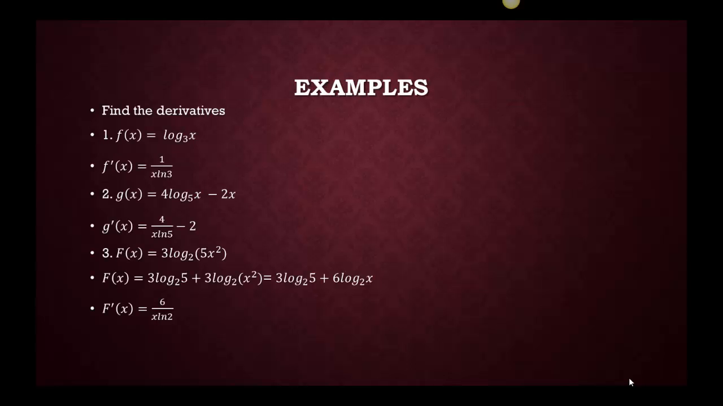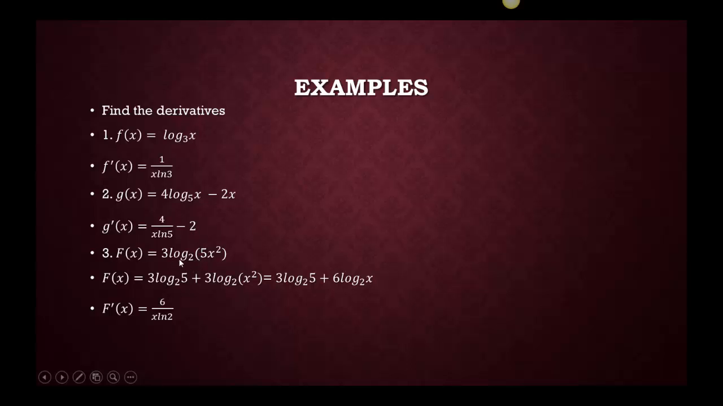Okay, so let's find some derivatives. We'll start with the log base 3 of x. So the derivative of log becomes 1 over x. This 3 I need to write as the natural log of 3. If I give you 4 log base 5 of x minus 2x, so this 4 goes on top, the x goes in the bottom, and then this 5 becomes the natural log of 5. Minus 2x is just negative 2 when I take the derivative.